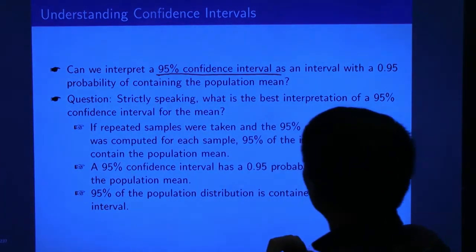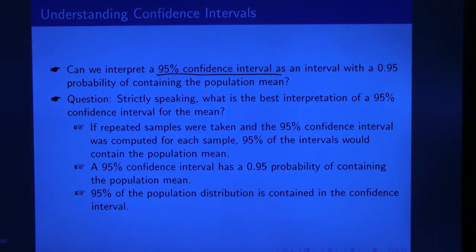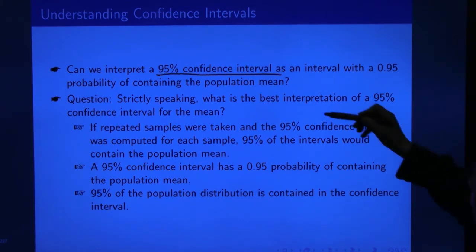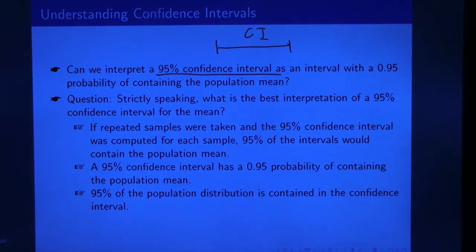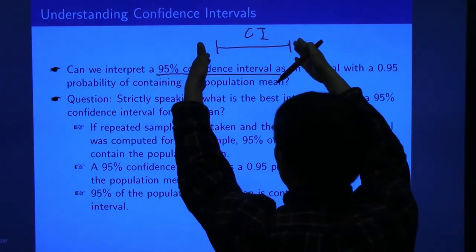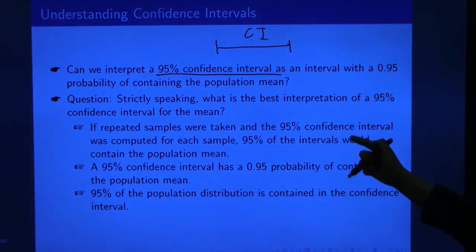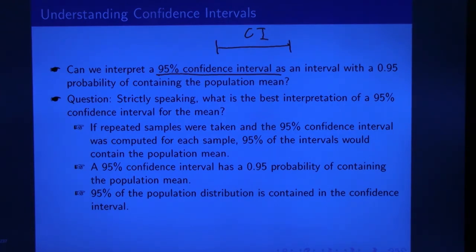A 95% confidence interval as an interval with a 95% probability of containing a population mean. We have this 95% confidence interval. Can I say this confidence interval has a probability of 95% that contains the population mean? Is this good or not?